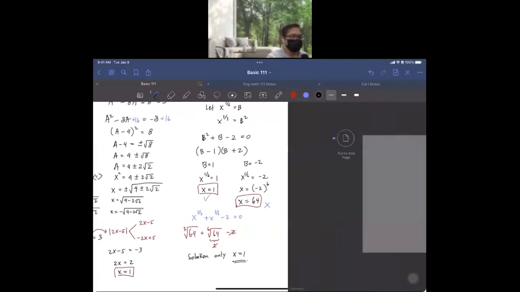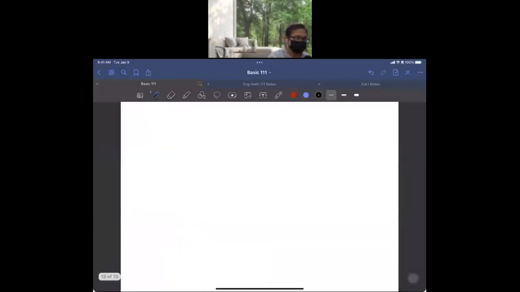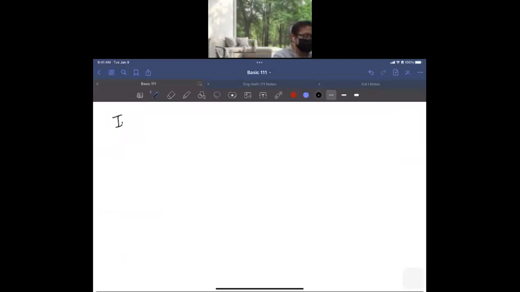Next section is probably the inequalities. And then after this inequalities, I think I just showed you some parts, and then we can finish our class. So, inequalities.